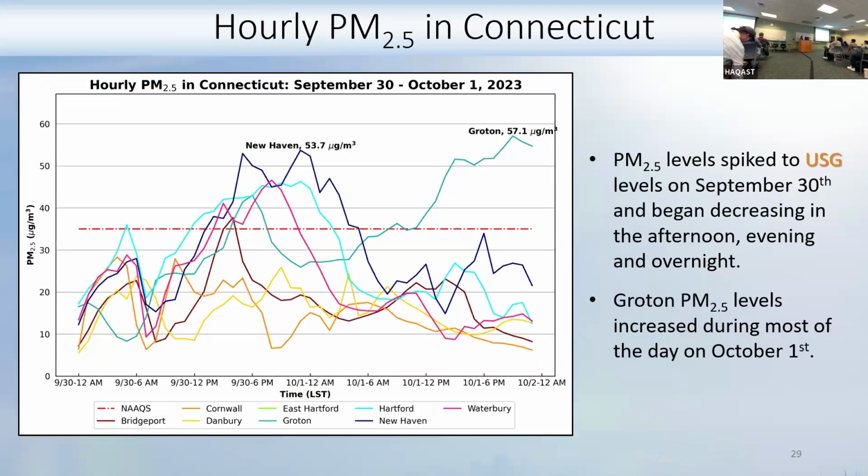Looking at the hourly PM 2.5 values, we see those increasing at all of our monitoring sites in the early morning hours, decreasing around daybreak, and then continuing to increase to USG levels later in the day. And all of those sites began decreasing back to moderate values at varying times in the afternoon, evening, and overnight hours. And they mostly remained moderate throughout October 1st. The exception here is Groton, which saw increasing PM 2.5 values throughout the day, eventually reaching a maximum value of 57.1 micrograms per meter cubed before midnight.